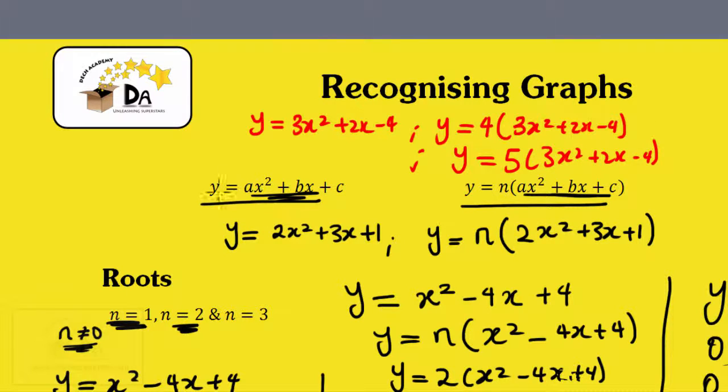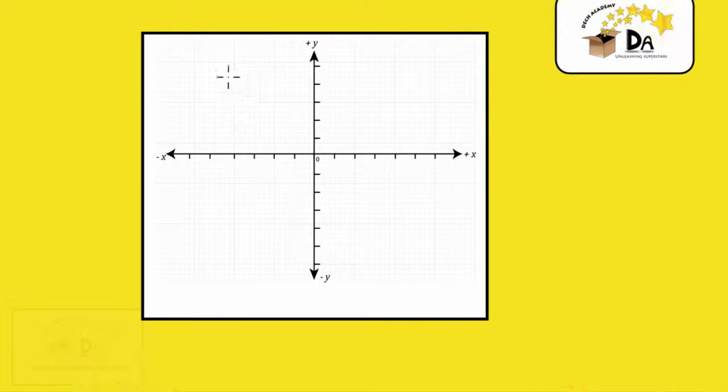So now you must get the hang of it. An equation of this form has the same roots as an equation of this form. The only difference between these two equations is that I'm multiplying the right hand side by a number n, where n isn't 0. Because if n is 0, I get y equals 0. So what I've just demonstrated is that many different equations can have the same roots.